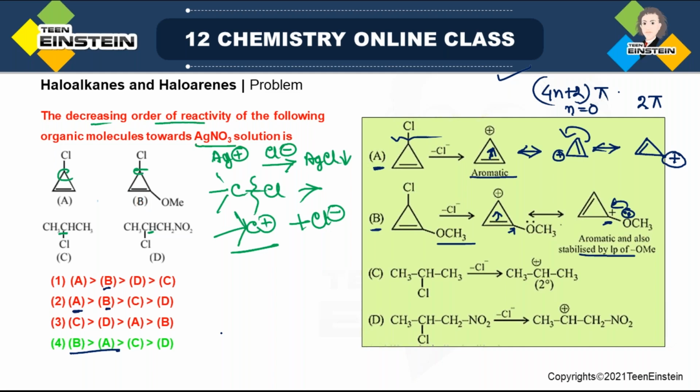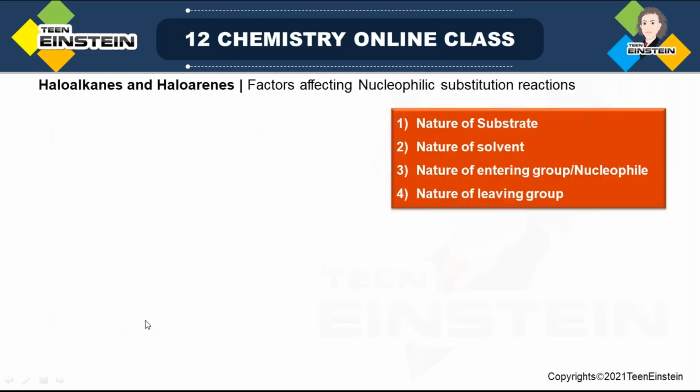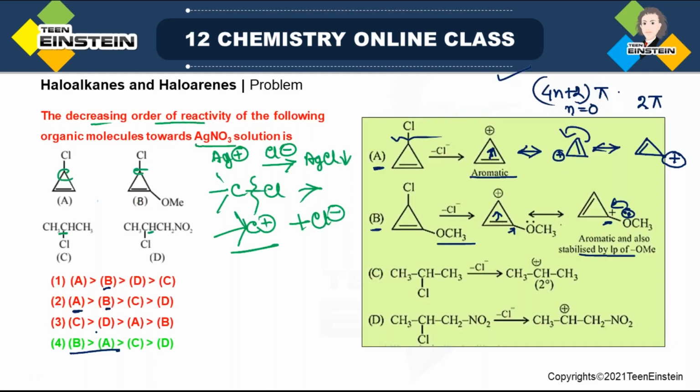Now in C and D, no question of aromaticity, because it is not cyclic. So no question of it. But as it is not aromatic, obviously the aromaticity factor is present in only A and B. So A and B will always give you a better result compared to C and D. But among C and D, why does C come before D?